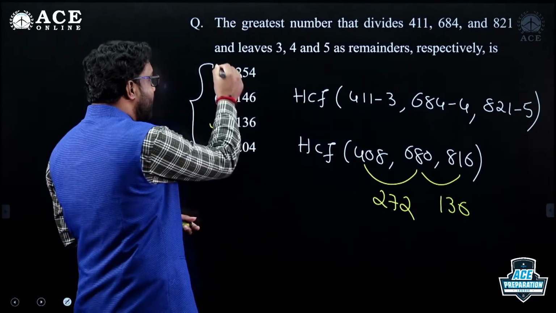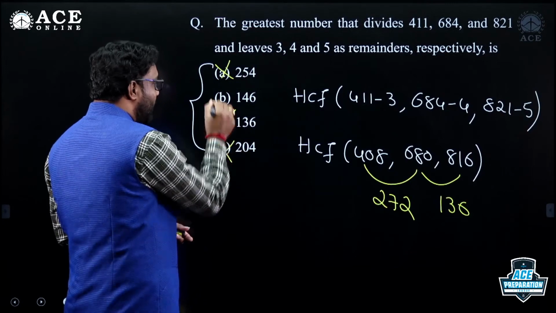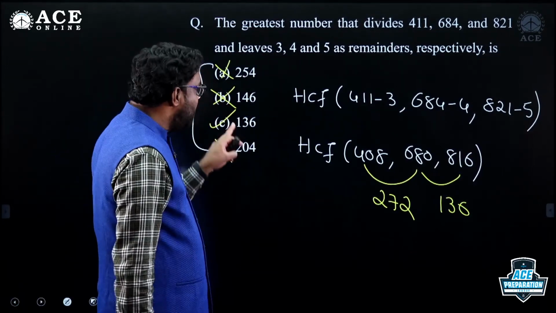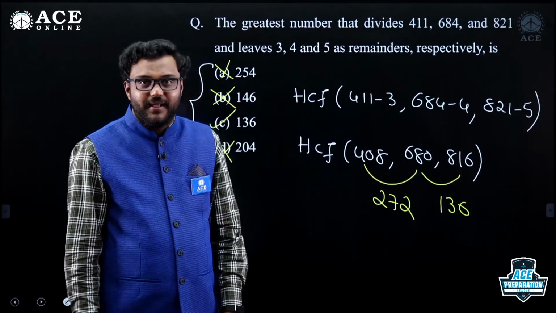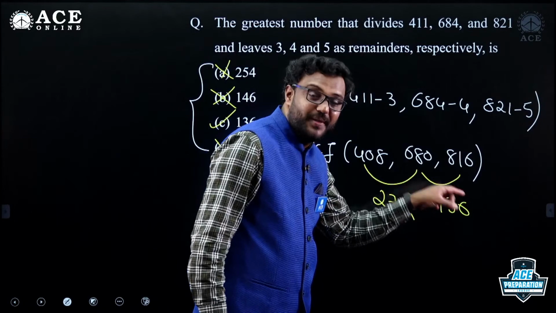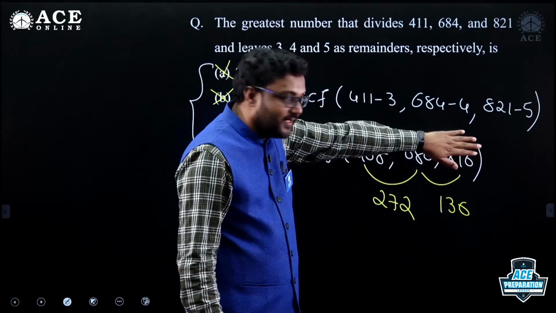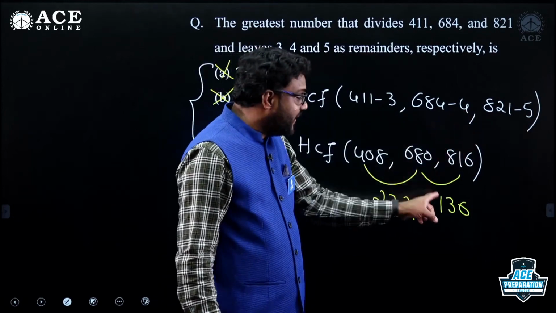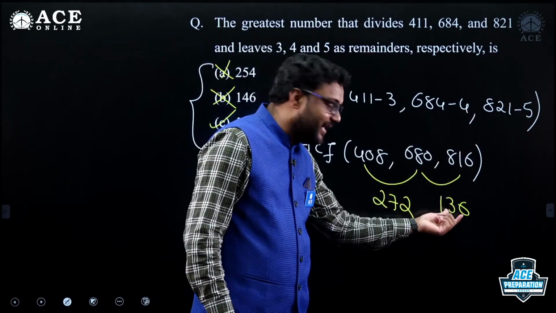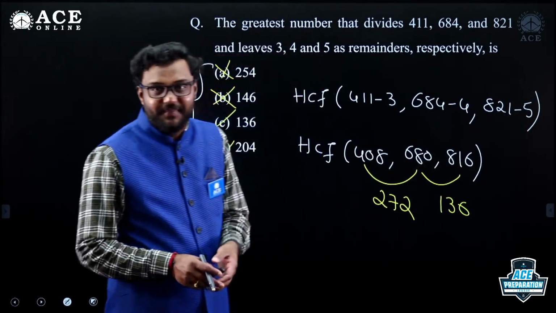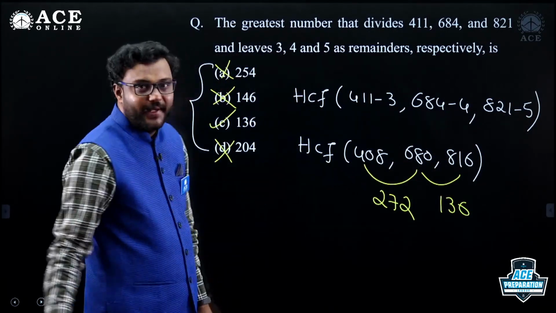254 cannot divide 272. 204 no. 146 no. See this, my dear friends. Using options to decide, keep this point in mind again: these differences must and should be divided by your answer. Not only these numbers. If this difference is divided, these numbers also will be divided. Okay, first you check this. This is the smaller number, right? Verification is easy. Doing the bigger numbers is time-consuming. So this is a very, very important point, my dear friends.